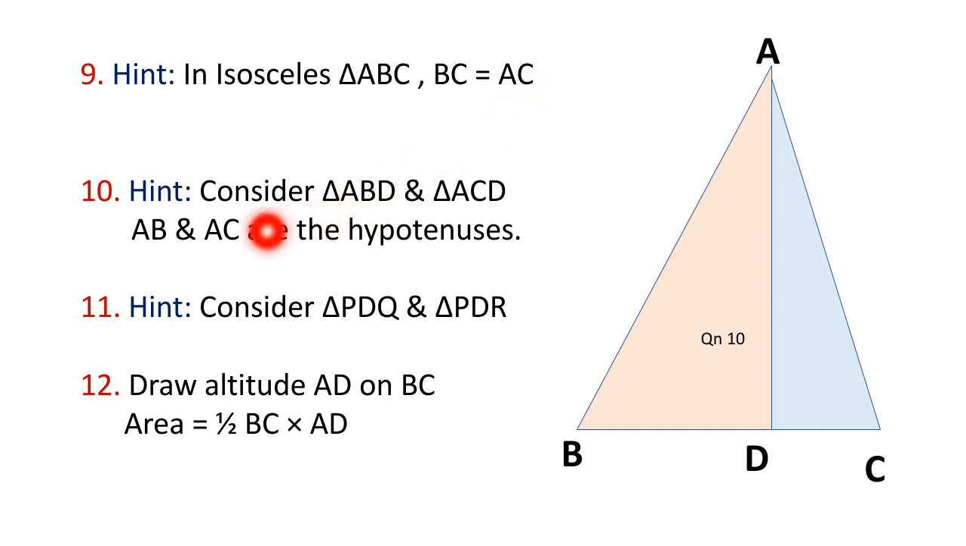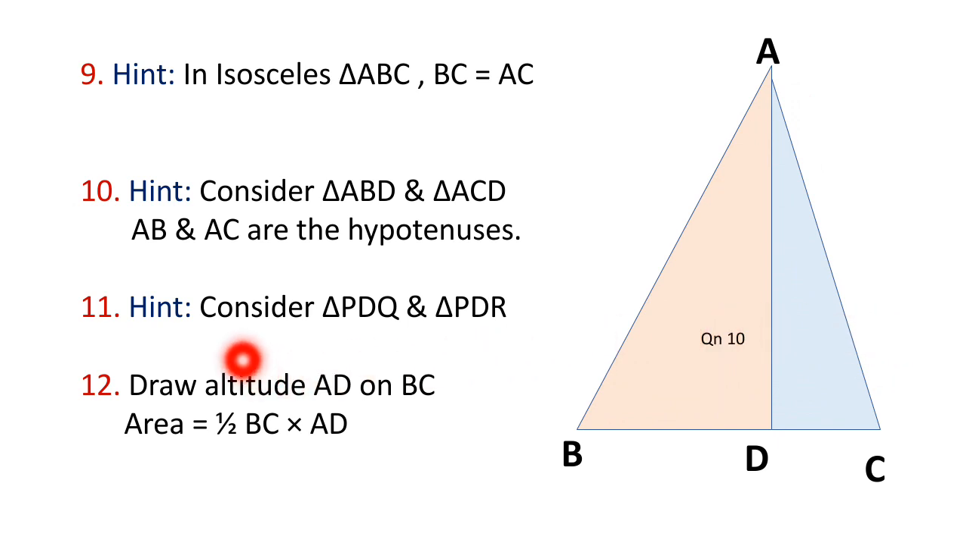Now see the question number 10. Hint is given and the figure is already drawn here. In question number 10, it is given that in triangle ABC, AD is perpendicular to BC. So this one AD is perpendicular to this BC. Now we have two triangles, so we can consider those two triangles and use the Pythagoras theorem. For this triangle, this AB becomes the hypotenuse, and for this blue color triangle, this AC becomes the hypotenuse. So we can use those two relations, and then try to find out whatever we have to prove.